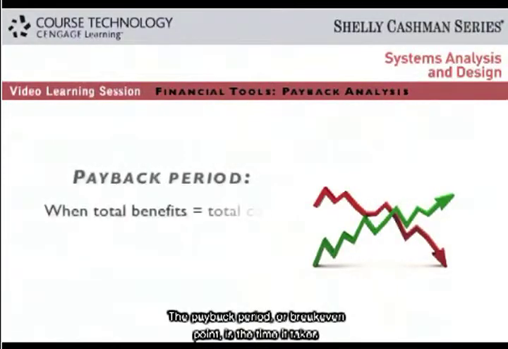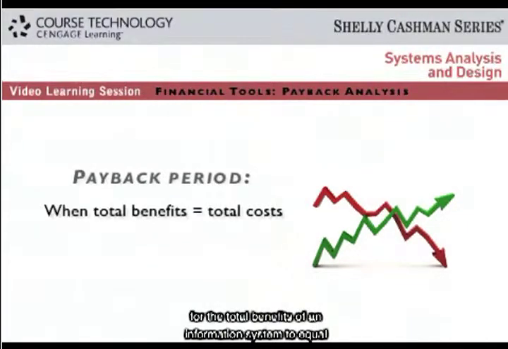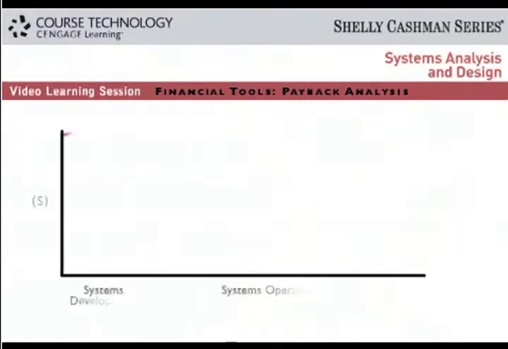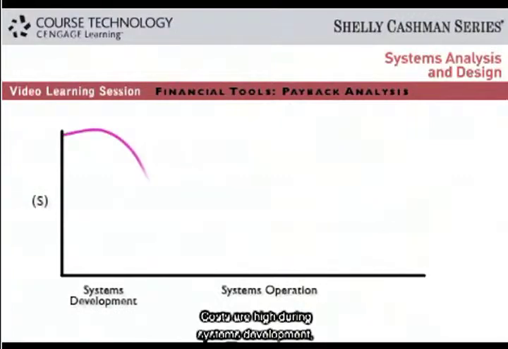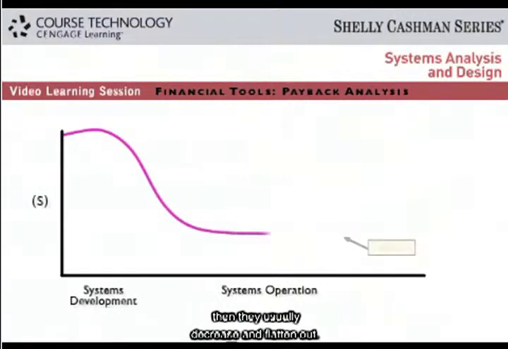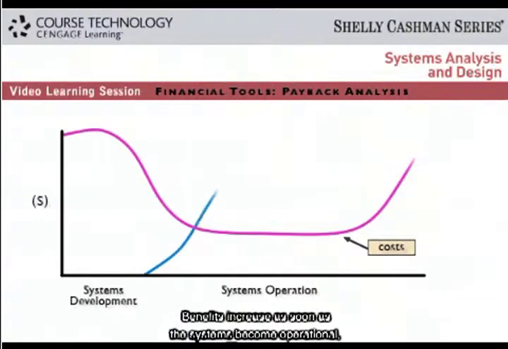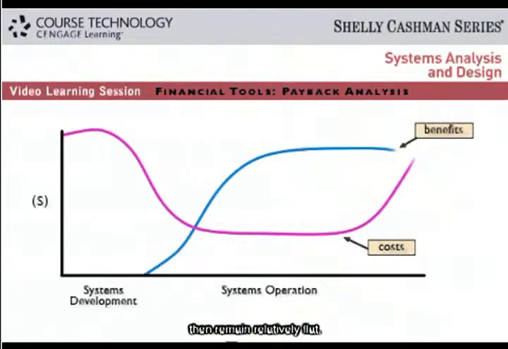The payback period, or break-even point, is the time it takes for the total benefits of an information system to equal or exceed the total costs of developing and operating the system. Costs are high during systems development, then they usually decrease and flatten out. They tend to rise again toward the end of the system's useful life. Benefits increase as soon as the systems become operational, then remain relatively flat.